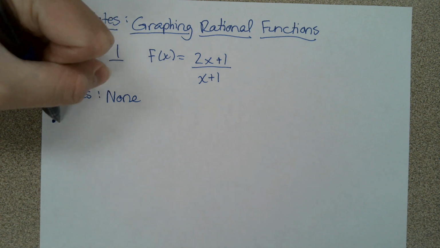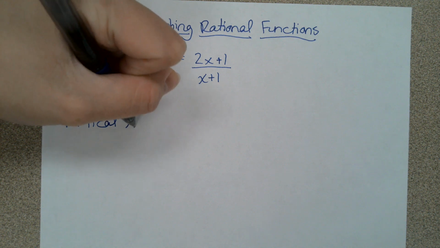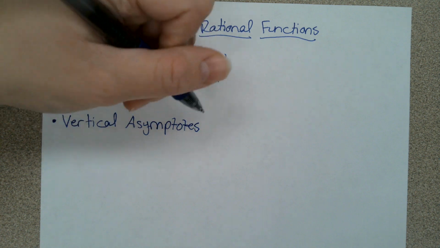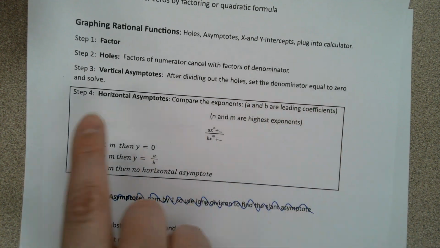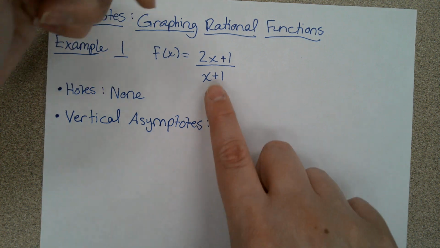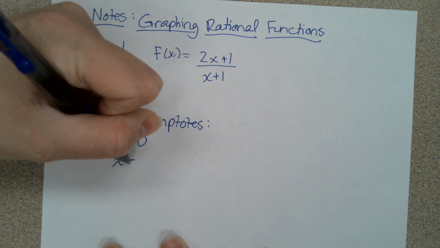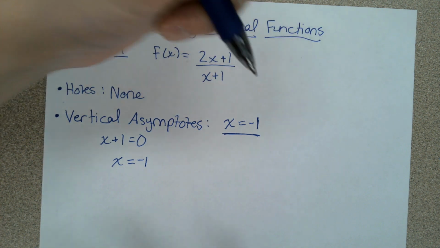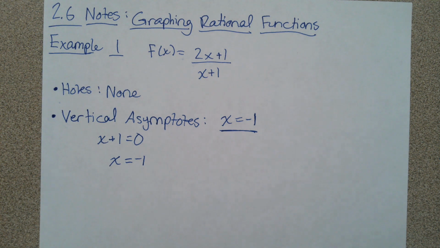The next thing we have to look for is the vertical asymptotes. So going back to our paper, after dividing out the holes, which we didn't have to do, set the denominator equal to 0 and solve. So we're going to take the denominator, x plus 1 equals 0. Solving for x, x equals negative 1. So our vertical asymptote is x equals negative 1. And you do have to write it that way. It is an equation. It is a line through negative 1 on the x-axis.